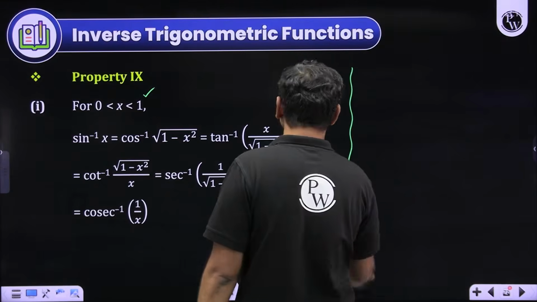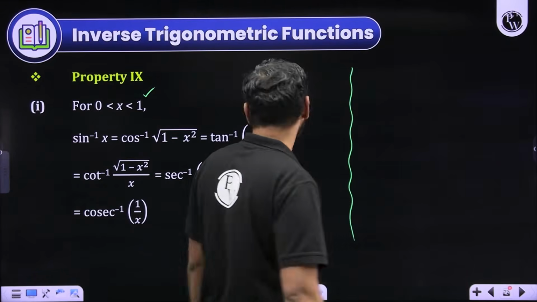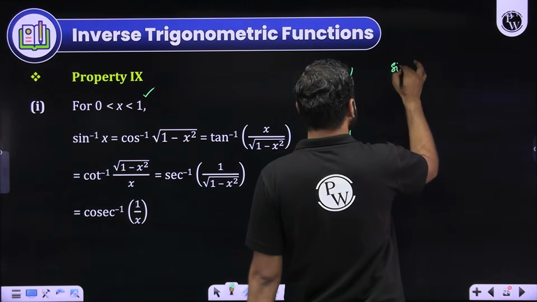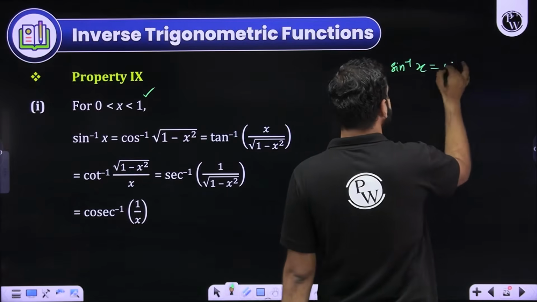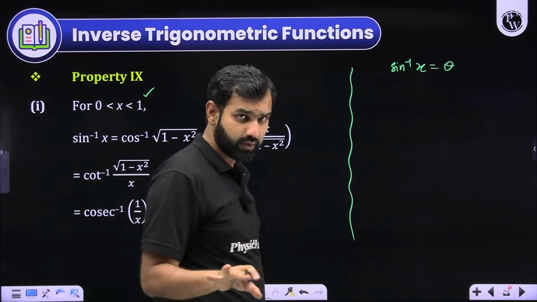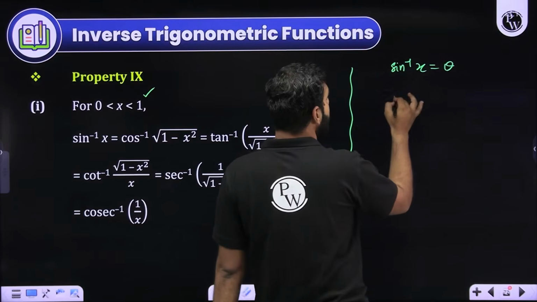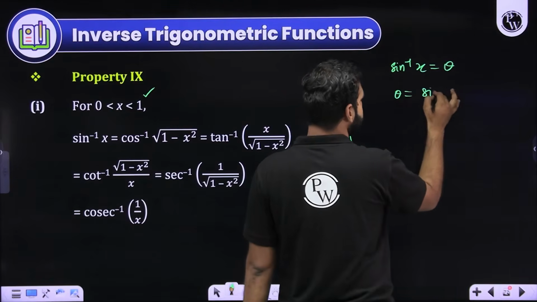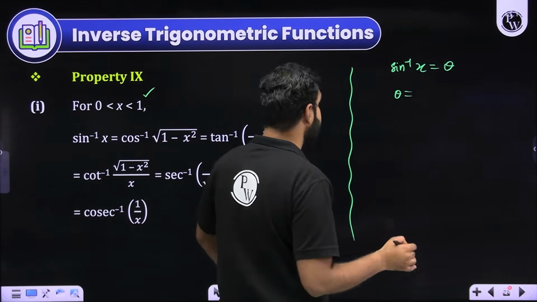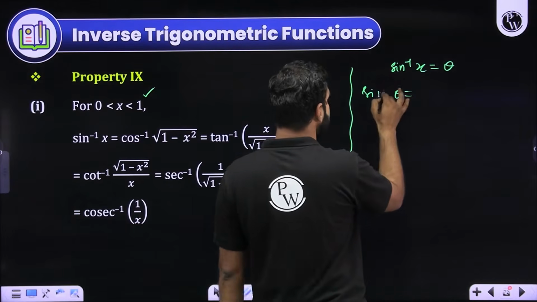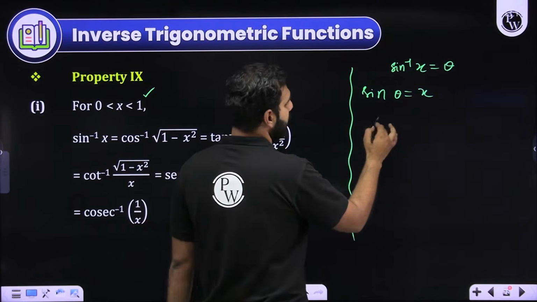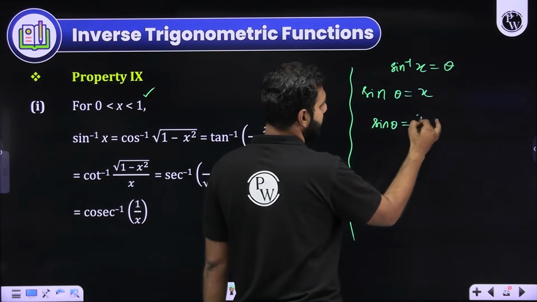See, we have ensured that x is between 0 and 1, right? So what you can do is say that sine inverse x, let's say we are treating as theta. X is between 0 and 1, so don't bother about anything else much. So theta is already sine inverse x. So can I say that sine theta is going to be x? Can I say that sine theta is basically x upon 1?